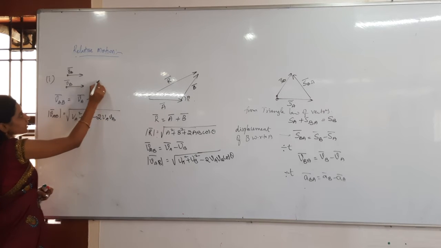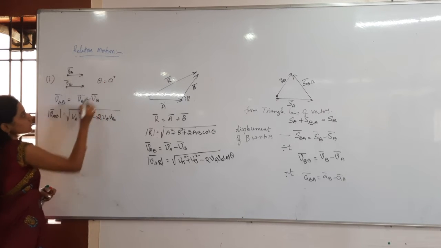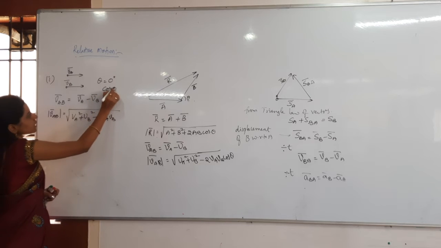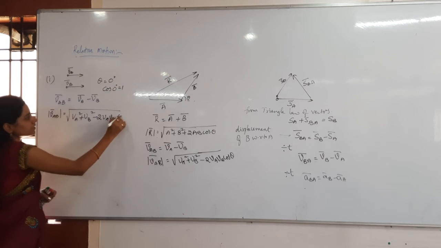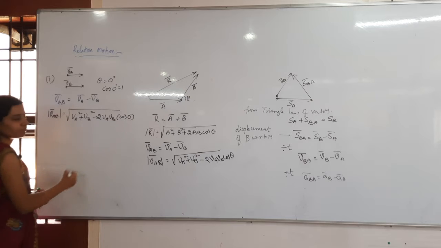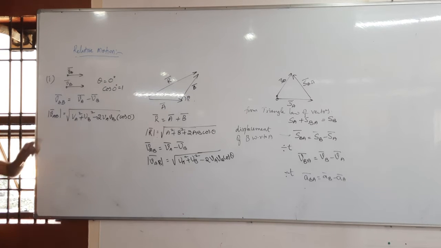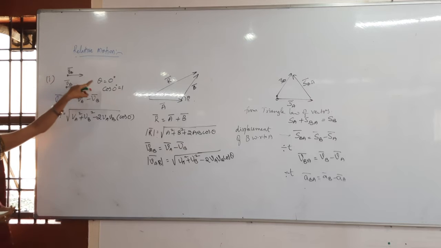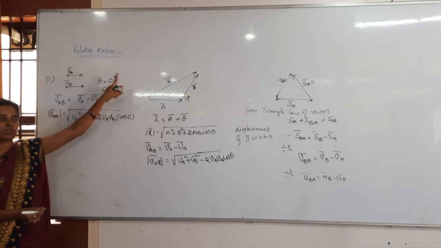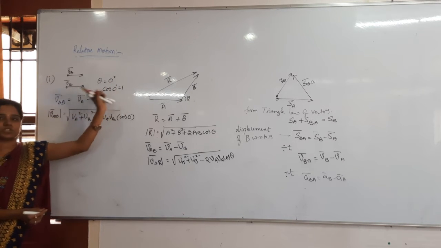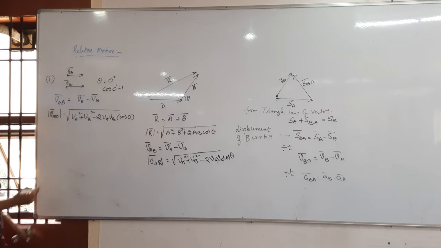What is the angle between them? Theta is equal to 0 degrees. Then cos 0 becomes 1. Understand it clearly? Why? Because both are moving in the same direction. Whenever both are moving in the same direction, theta is equal to 0 degrees, and cos 0 degrees is equal to 1, so you have to substitute that here.